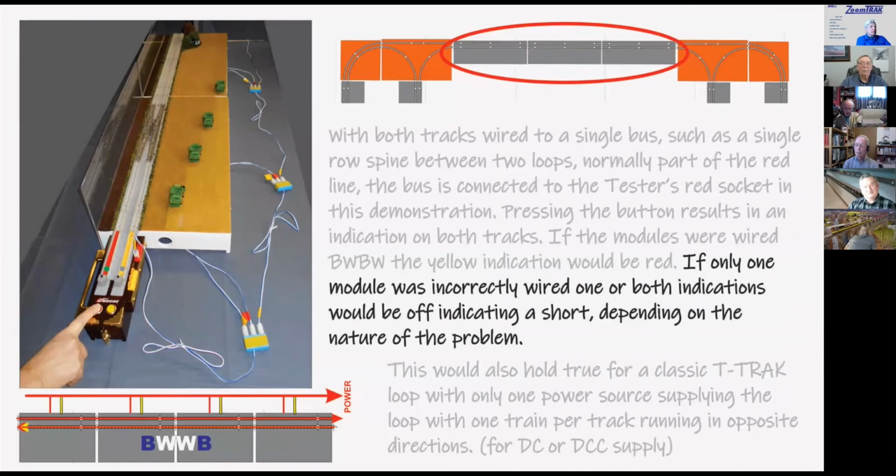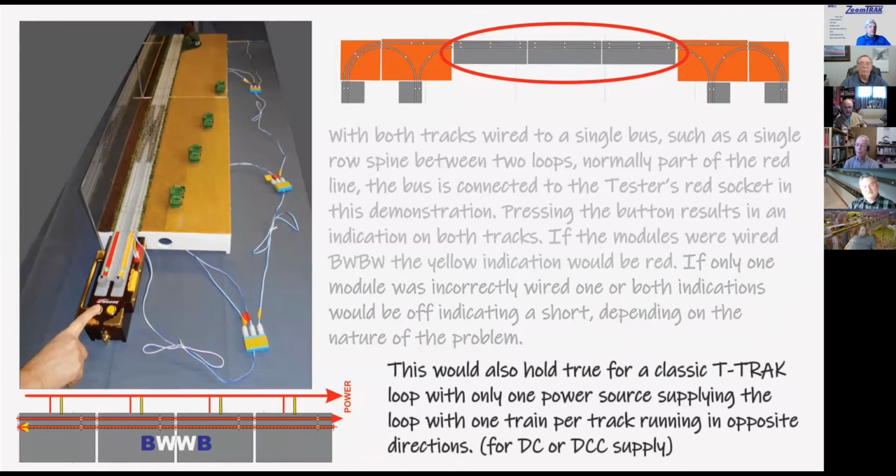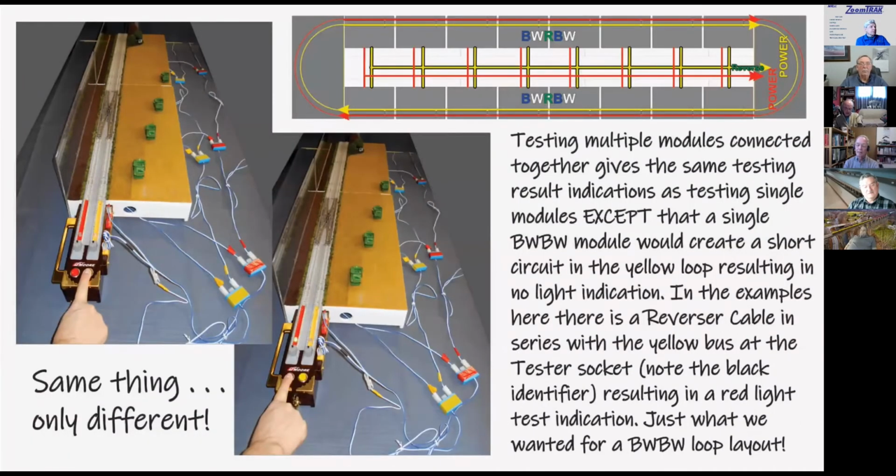If only one module was incorrectly wired, one or both indications would be off, indicating a short, depending on the nature of the problem. This would also hold true for a classic T-TRAK loop with only one power source supplying the loop with 1 train per track running in opposite directions. Testing multiple modules connected together gives the same testing result indications as testing singles, except that a single blue-white module would create a short circuit in the yellow loop, resulting in no light indication.